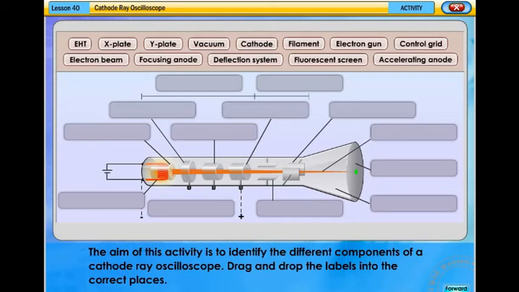The aim of this activity is to identify the different components of a cathode ray oscilloscope. Drag and drop the labels into the correct places.